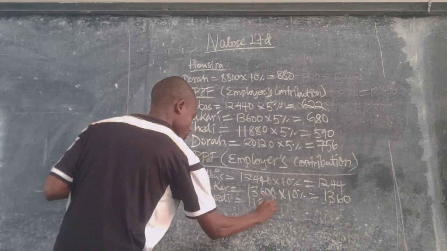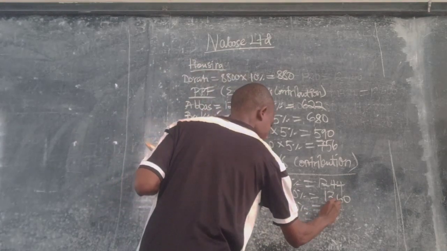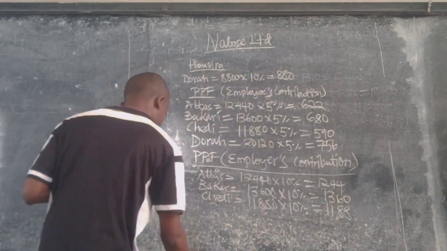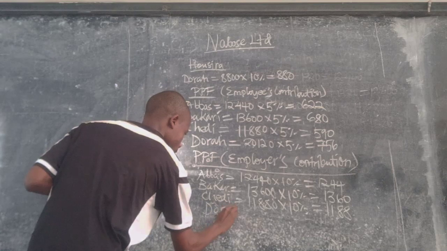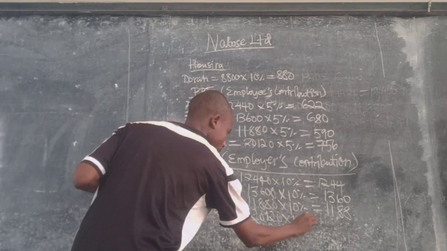Employer's contribution for Chedi, you will take gross pay of 11,880 times 10%. The answer will be 1,188. Then you will take the gross pay of Dora, 20,120 times 10%. You will get 2,012.